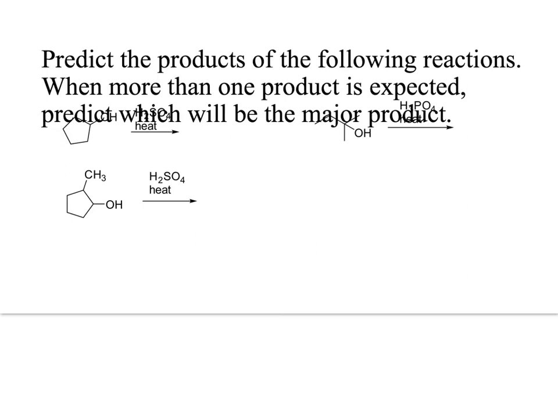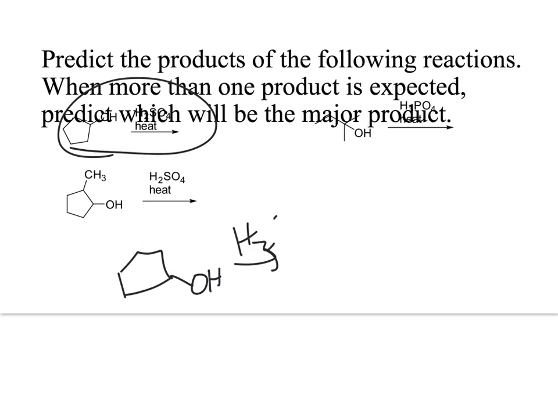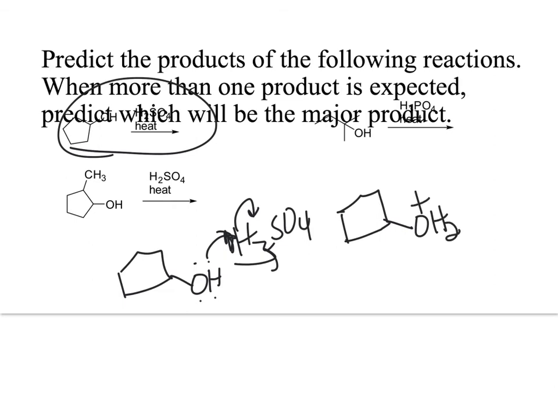Okay, so predict the products of the following reaction. When more than one product is expected, predict which will be the major product. So if you look at your sheet, you see that this is cyclobutanol, and you're reacting this with sulfuric acid. Now, alcohols are horrible leaving groups, but in the presence of acids, they like to donate a proton, and when that happens, you get water, and water is a good leaving group.